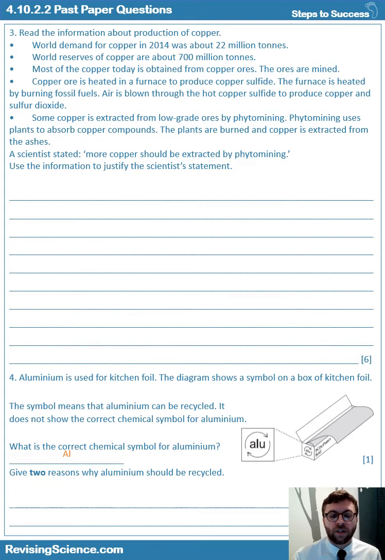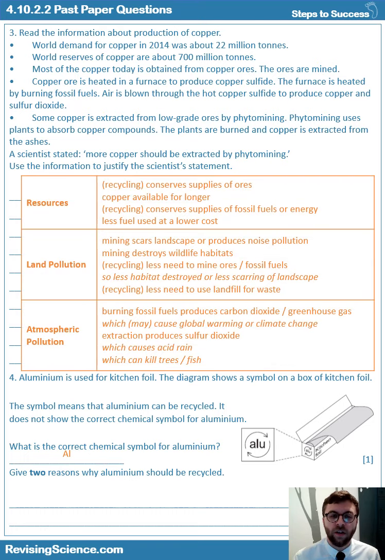Some copper can be extracted from low-grade ores by phytomining. Phytomining uses plants to absorb copper compounds. The plants are then burned, and copper is extracted from the ashes. And a scientist states that more copper should be extracted by phytomining. We need to use the information to justify the scientist's statement. So we can think about this from a range of ideas.